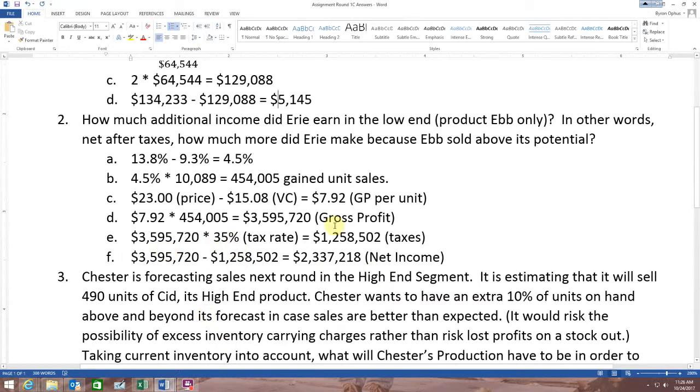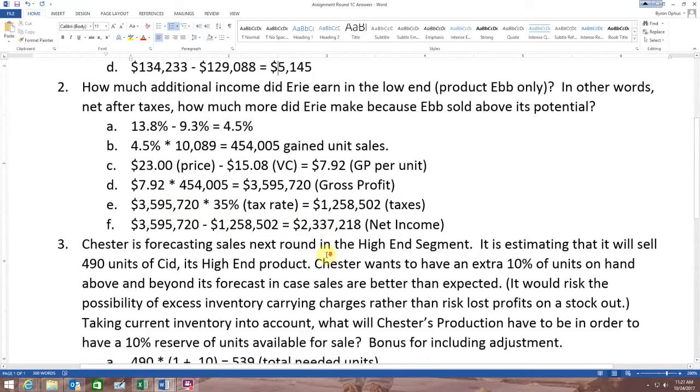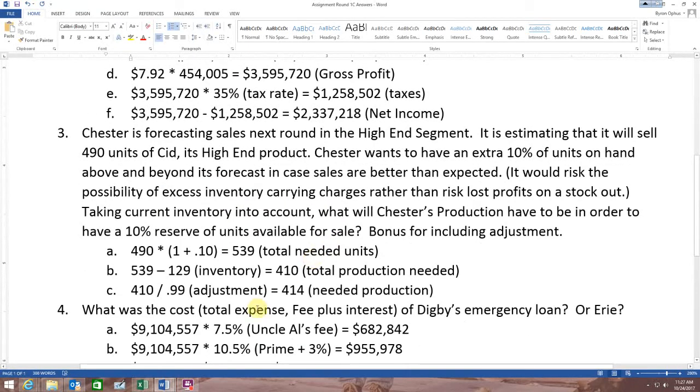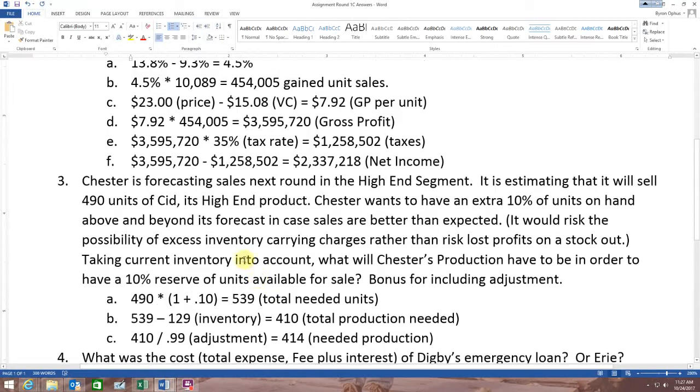Okay, so then all I have to do is subtract my taxes from that gross profit, and they should have netted an extra $2.337 million.